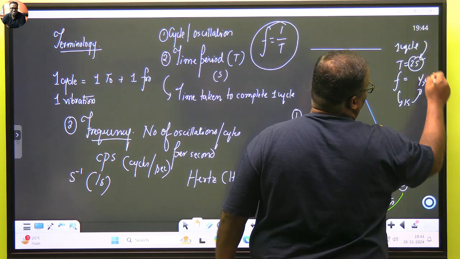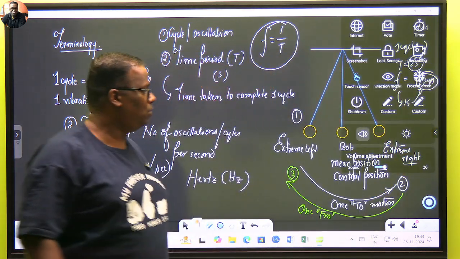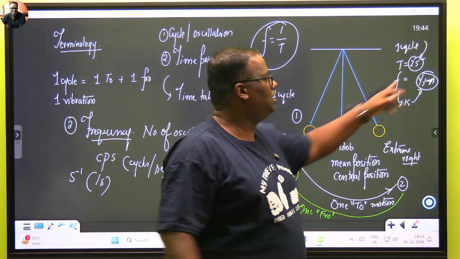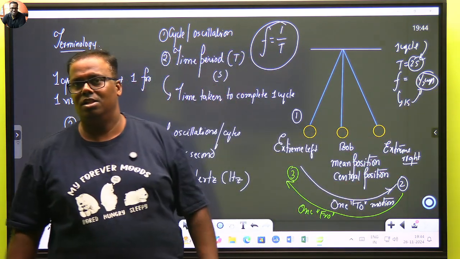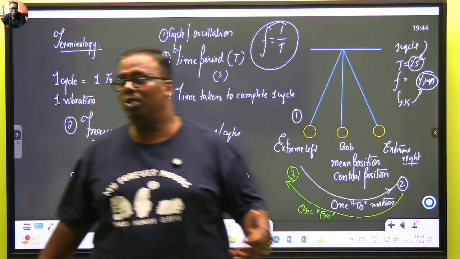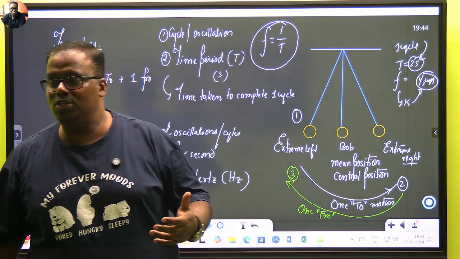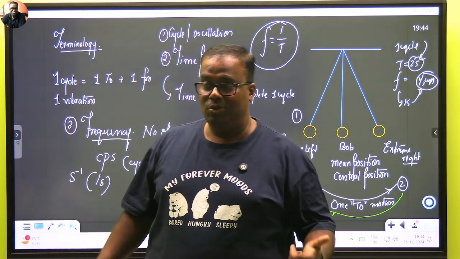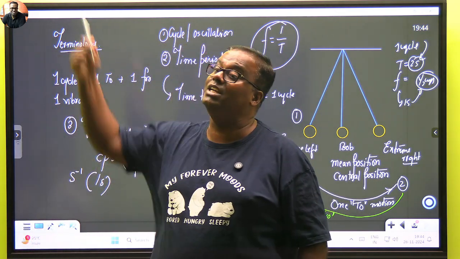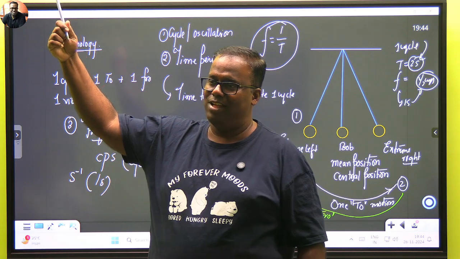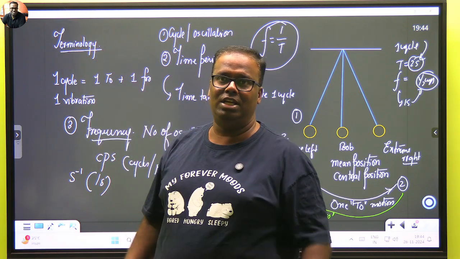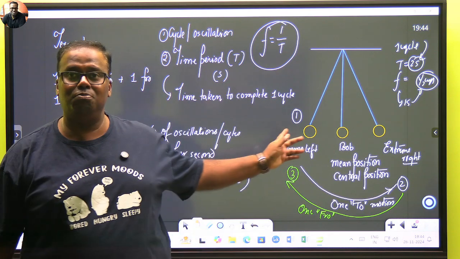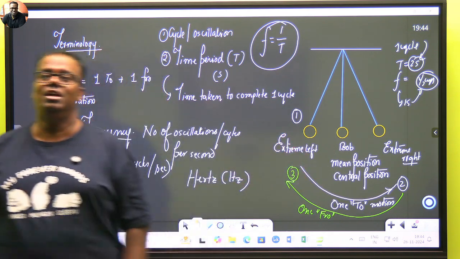So look at frequency and time period. They're just reciprocal of each other. What is the unit of time period? Second. What is the unit of frequency? Second inverse. Because they are the reciprocal of each other. Did you understand this? It is very important. These questions will come to you.